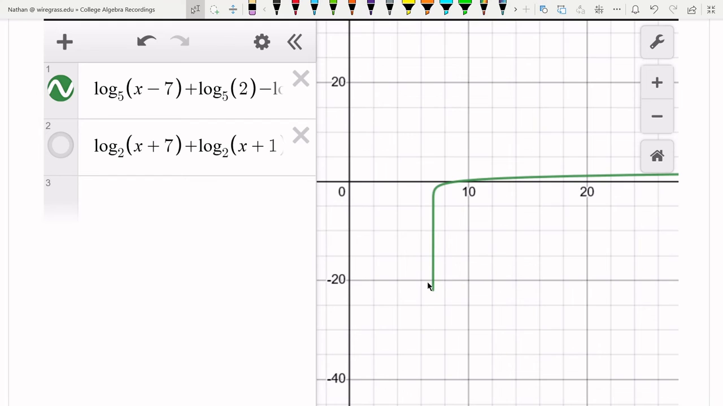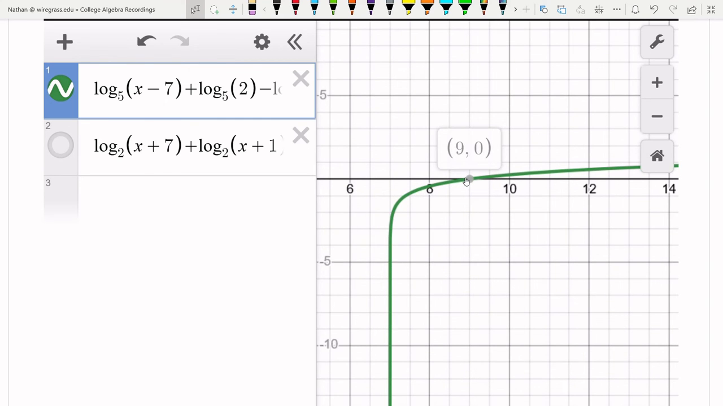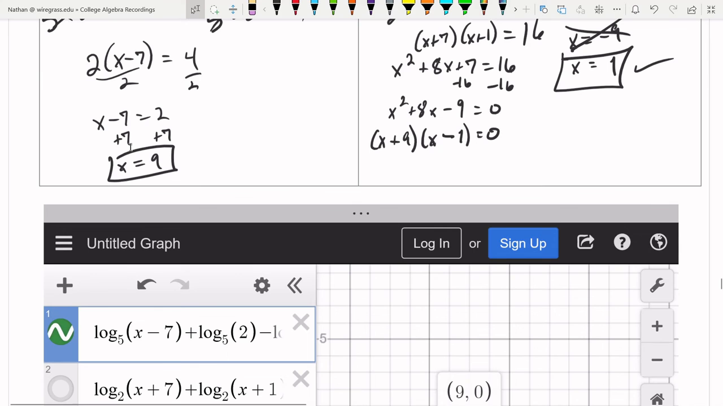it does keep going down here. The graph just stops because it goes down infinitely fast. It goes down very, very quickly, so it has to just stop at some point. But the solution is where it crosses the x-axis, and that is at 9, which is what we found.